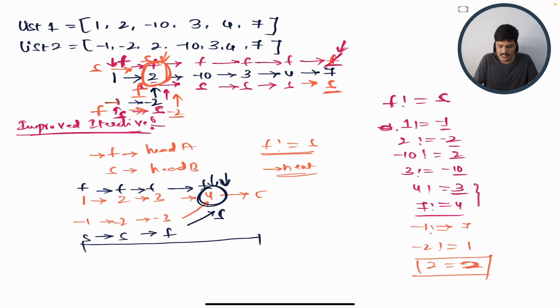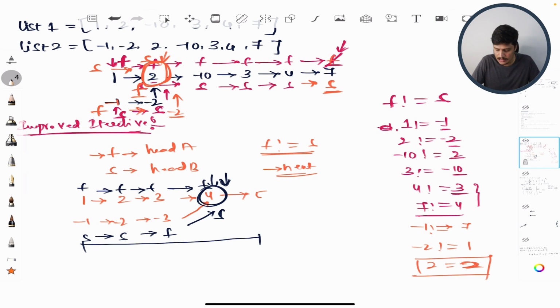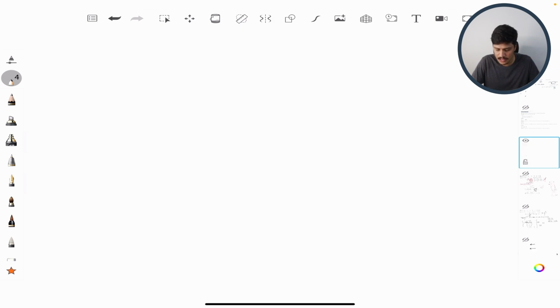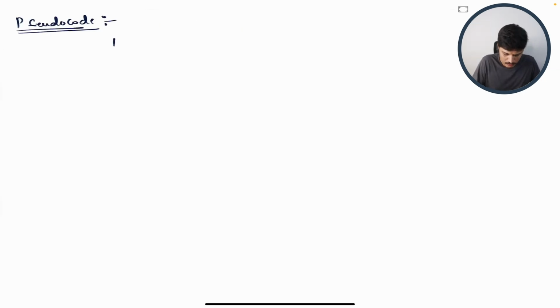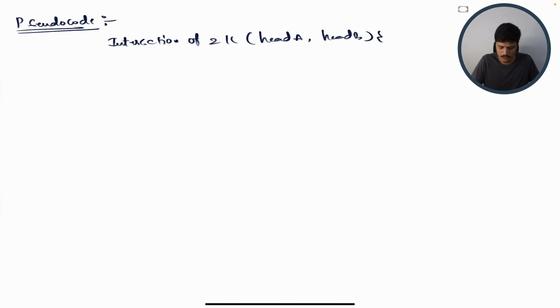Okay, so that is the process that we will be following. Let me quickly go ahead and write the pseudocode of this specific. So here what we will do, we will write one function called intersection of two linked list. They will take head A and head B, or head 1, head 2. It's completely up to you what variables you take, both the single linked list.